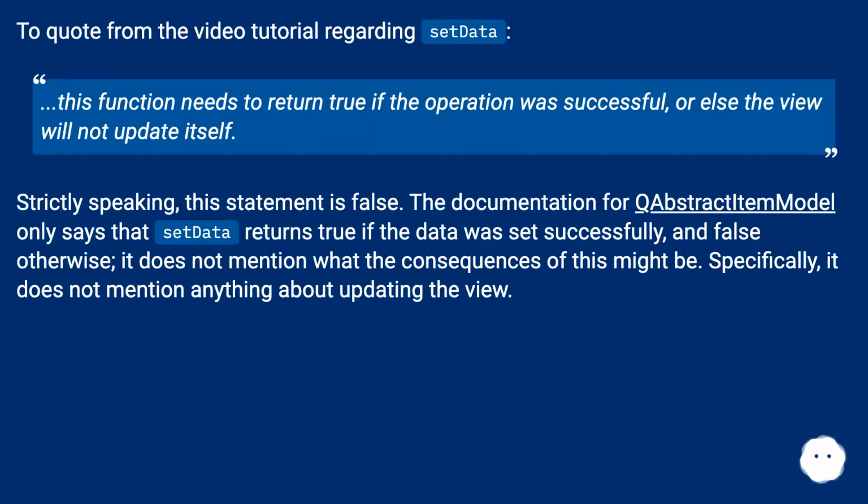To quote from the video tutorial regarding setData, this function needs to return true if the operation was successful, or else the view will not update itself. Strictly speaking, this statement is false. The documentation for QAbstractItemModel only says that setData returns true if the data was set successfully, and false otherwise. It does not mention what the consequences of this might be. Specifically, it does not mention anything about updating the view.